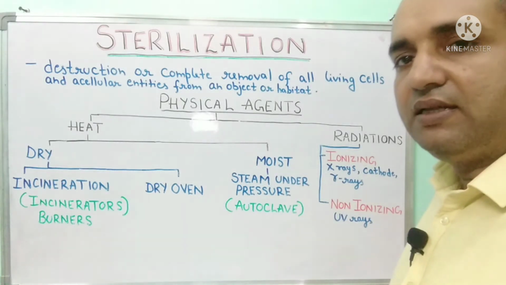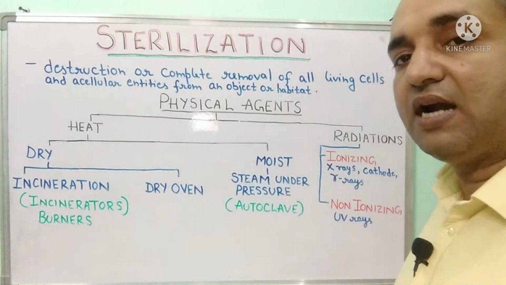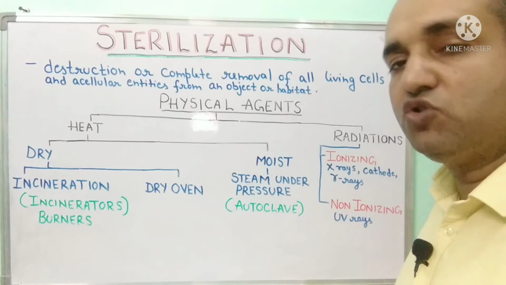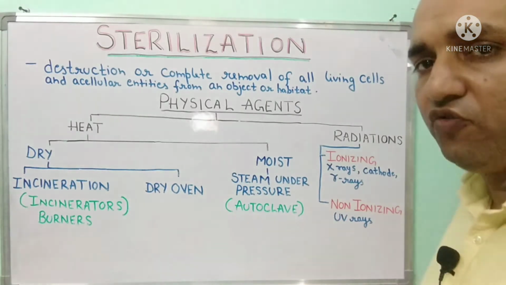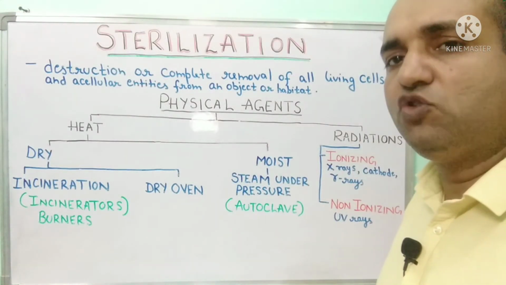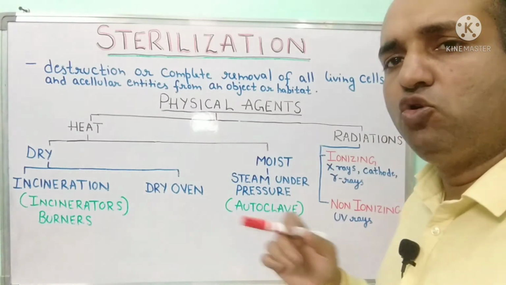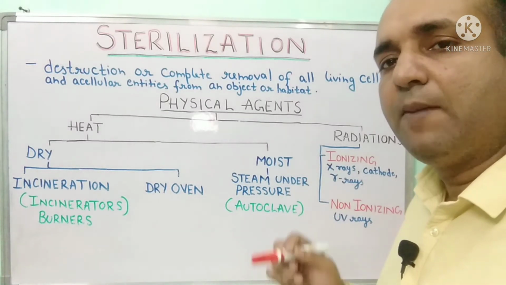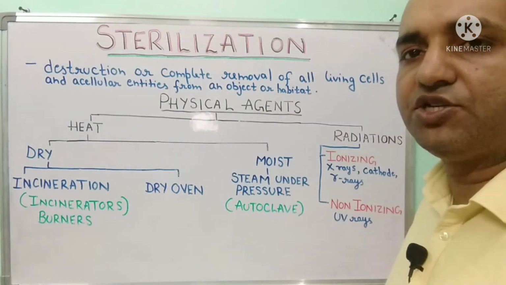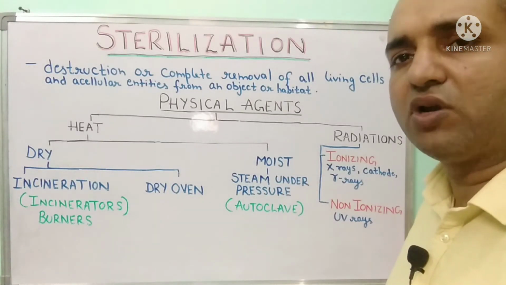The UV rays are believed to be quite lethal at a wavelength of about 260 nanometers and are widely used for the sterilization of air and the surface of objects. The problem with UV rays is that they do not have high penetration power. They have very low penetration power and cannot penetrate the objects, and therefore they are used for surface sterilization or for the sterilization of air or water.